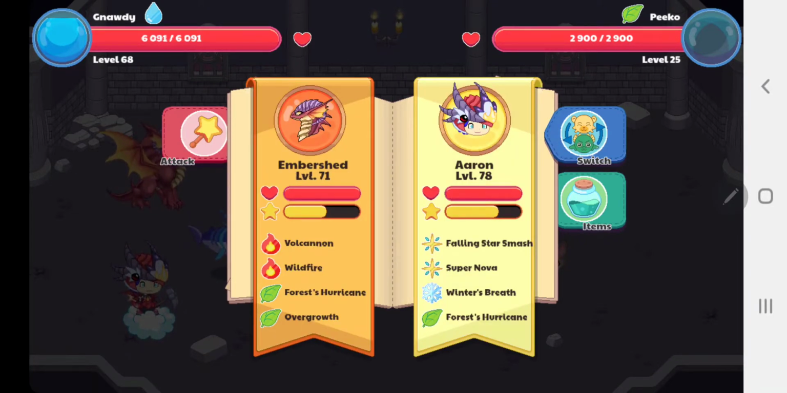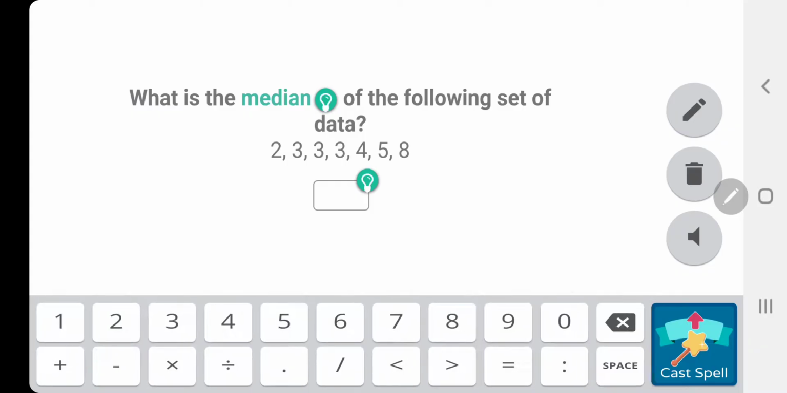So you could switch or you could use an attack. They will put a math question to you. Because I'm doing this math question, it will be easy. So let's do it.